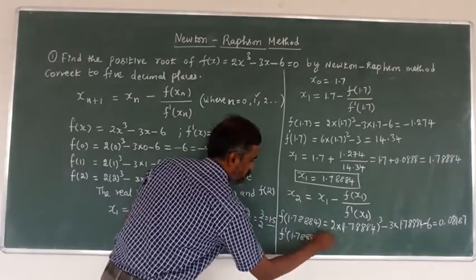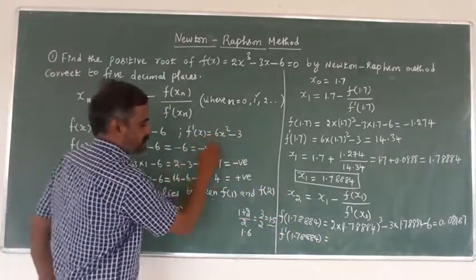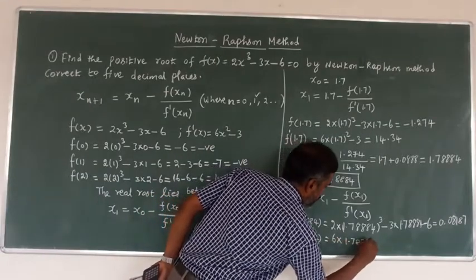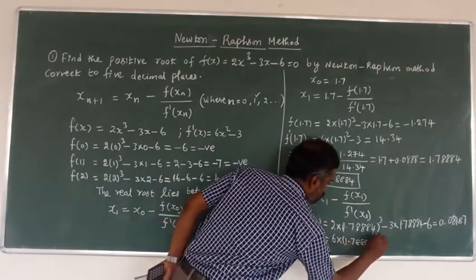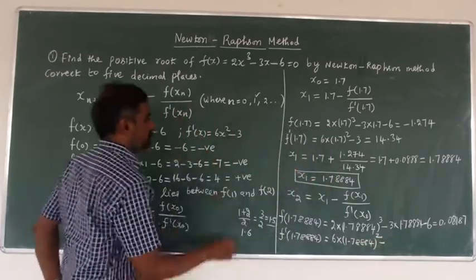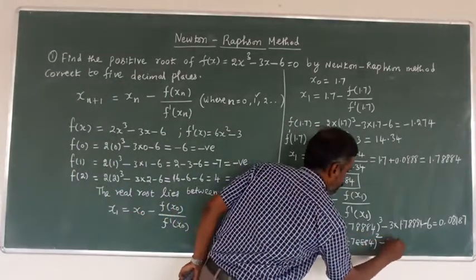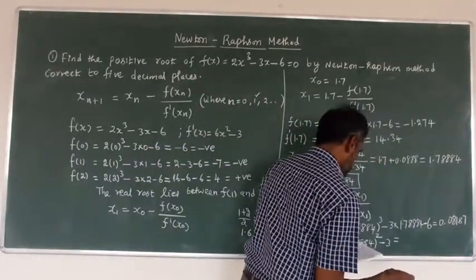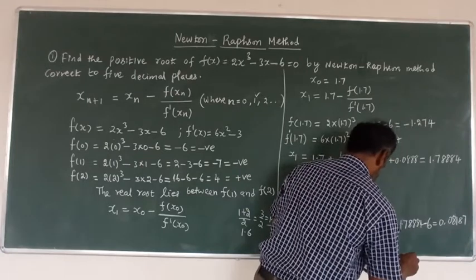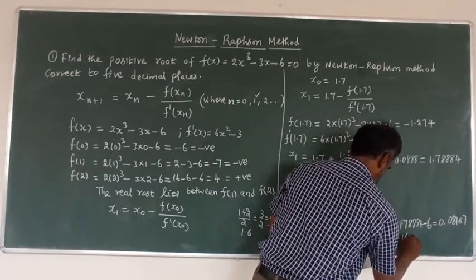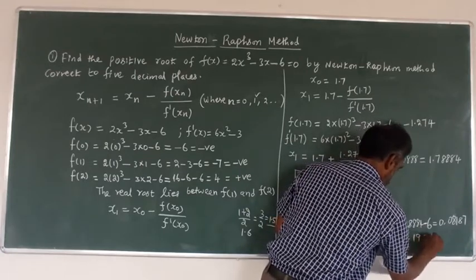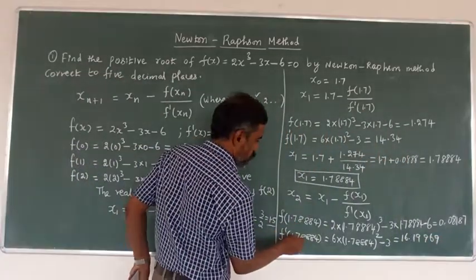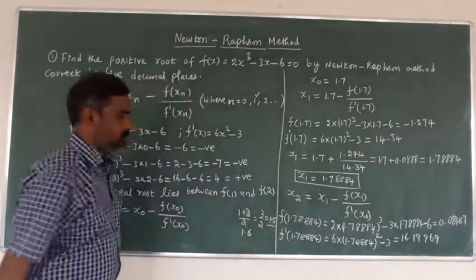Okay, next to find out f dash of 1.78884, substitute here 6 into 1.78884 square minus 3. Equal, we can get the result 16.19969. These two values substitute here.